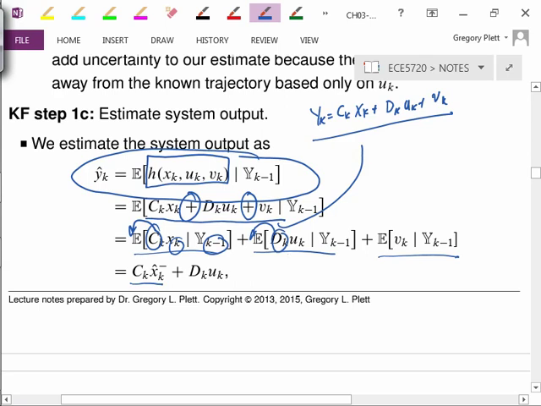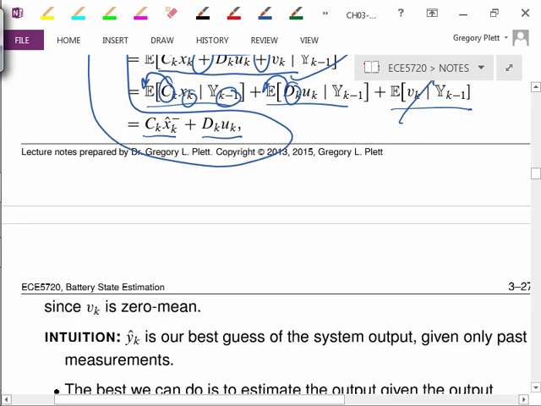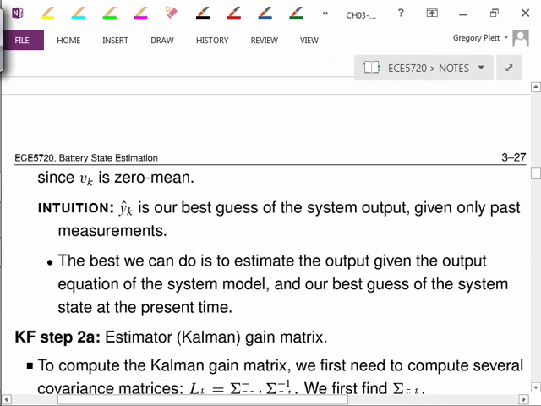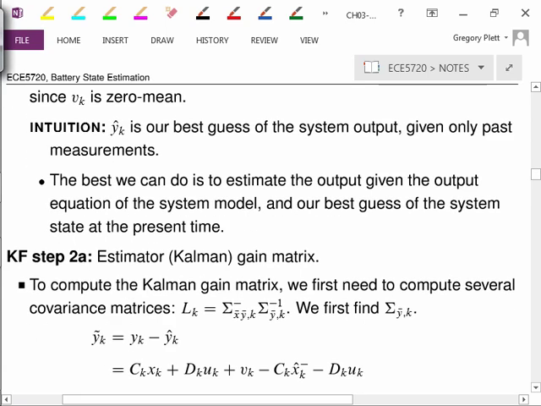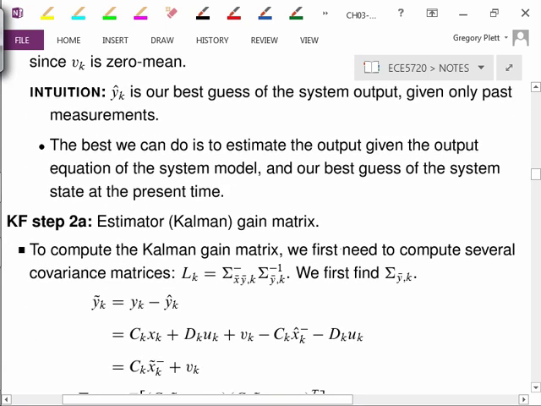U is measured, so it's just D times u. And we have said that sensor noise is assumed to be zero mean, so expected value of v is 0. That goes away. Again, a very computable equation for predicting the measurement before we take the measurement from our system. So this is our best guess of what the measurement will be, and the best we can do is to predict the output given the output equation, the system model, and our best guess of the system state at the present time.